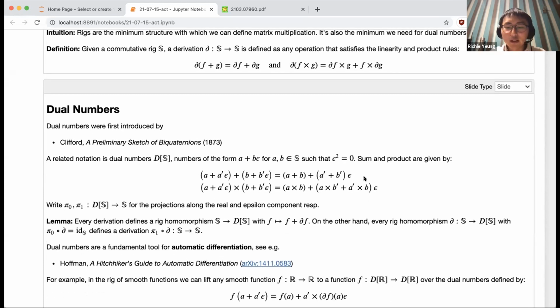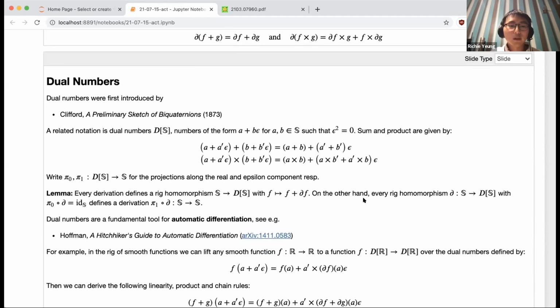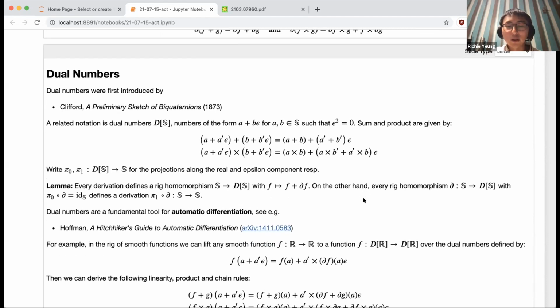If you look at these two equations, on the right-hand side you notice that the real component corresponds to the operation that you perform in the original rig S. And if you look at the epsilon component, you'll notice that, in fact, it's the derivation of that element in S. So the derivation of a times b is a times b prime plus a prime times b. And in fact, there's a one-to-one correspondence between the dual numbers and the derivations. So that's how they're connected.